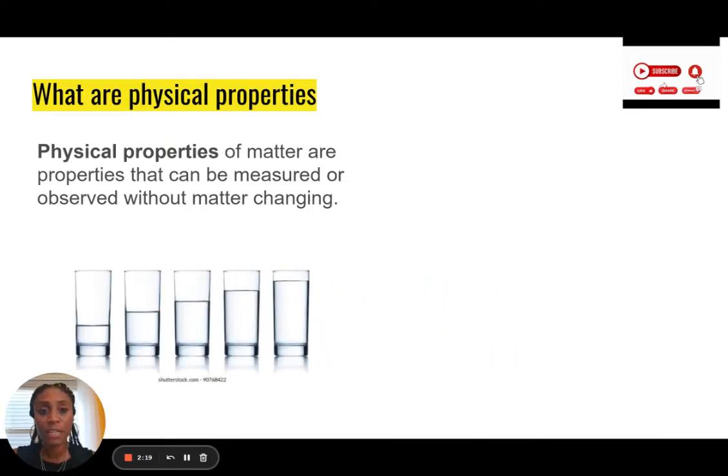Basically, if you look at these cups of water, you could observe to see that one cup has less than the other. You could look at it and say, hey, Mom, can I have some water? Oh, she poured some water for my little brother, but she gave him more than me. You're able to observe that based on the measurement of the water that's in the glass. So that's another physical property. You're able to look at it and measure it, observe it, and it didn't change.